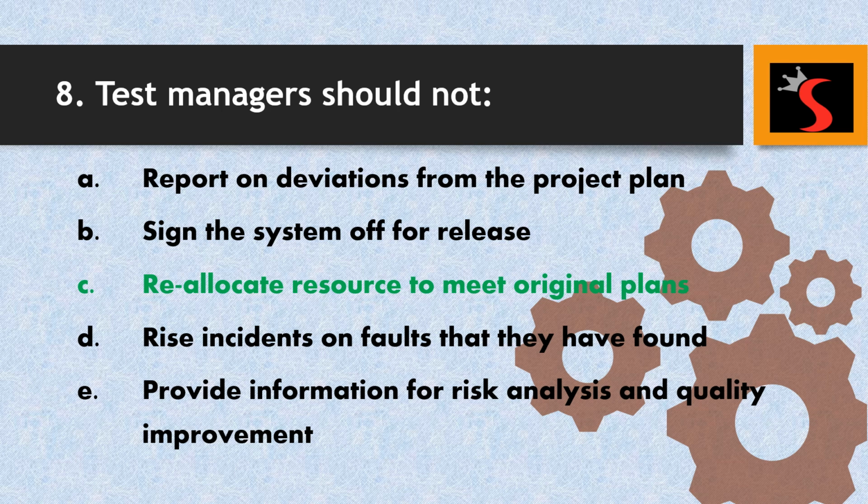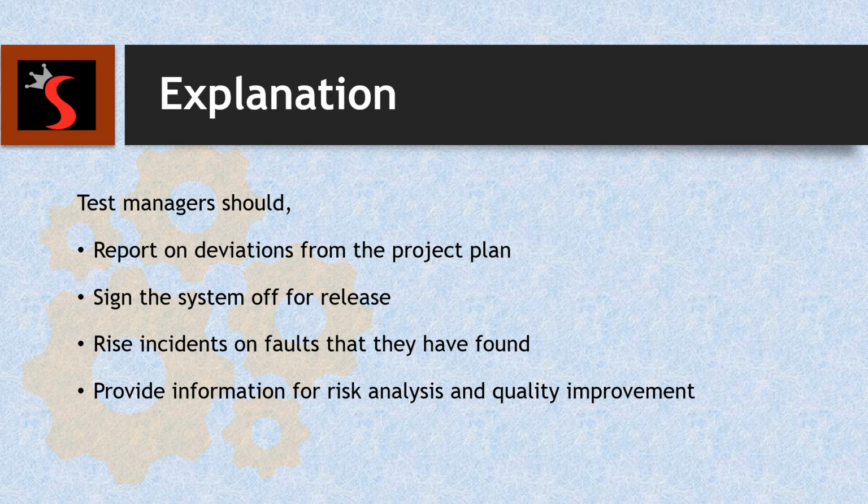And the right answer is option C. Reallocate resources to meet original plans. Explanation: Test managers should report on deviations from the project plan, sign the system off for release, raise incidents on faults that they have found, and provide information for risk analysis and quality improvement.